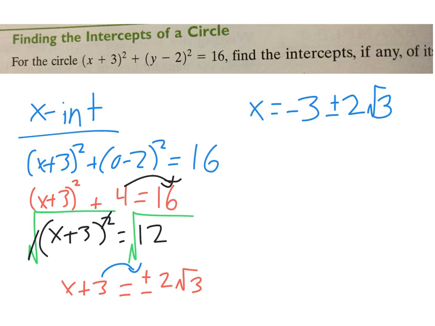So how many x-intercepts do I have? 2. What are they? Negative 3 plus 2 radical 3 and then negative 3 minus 2 radical 3.